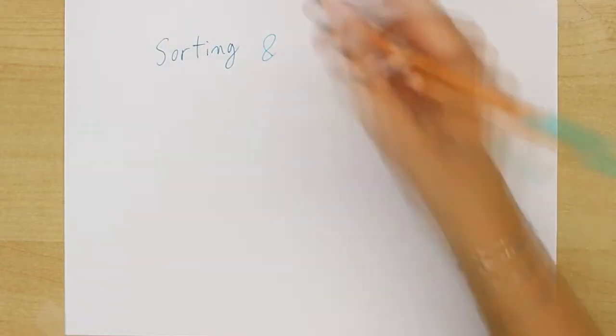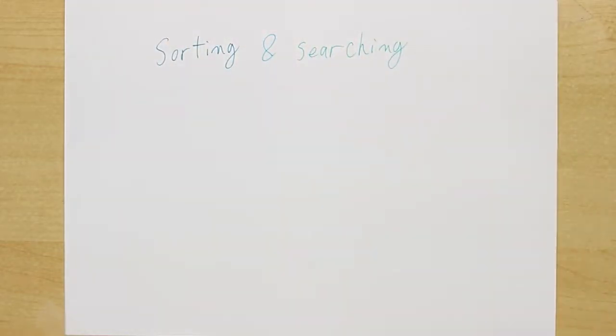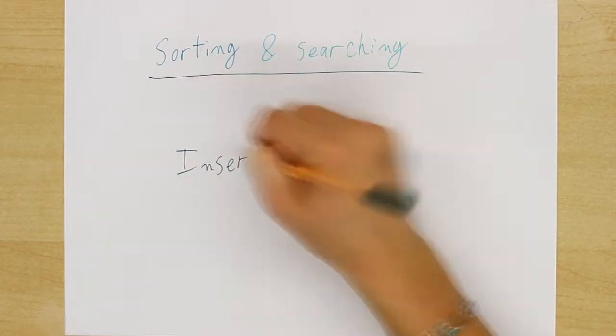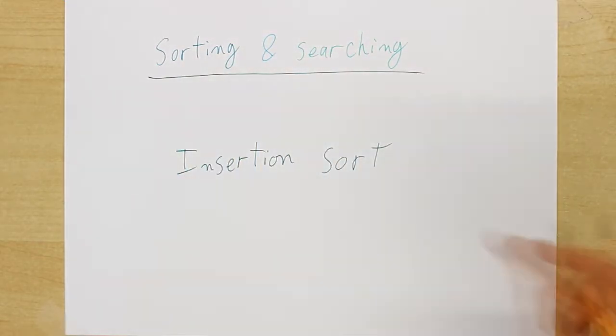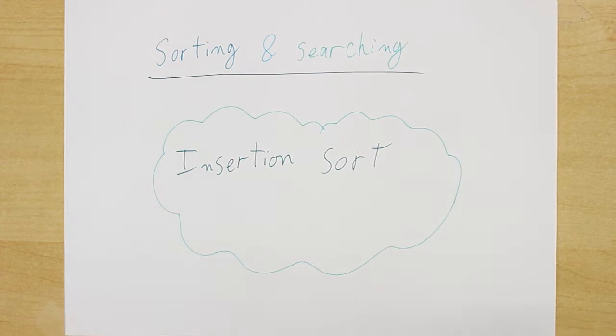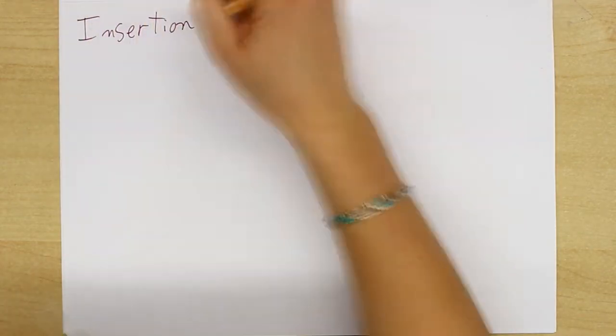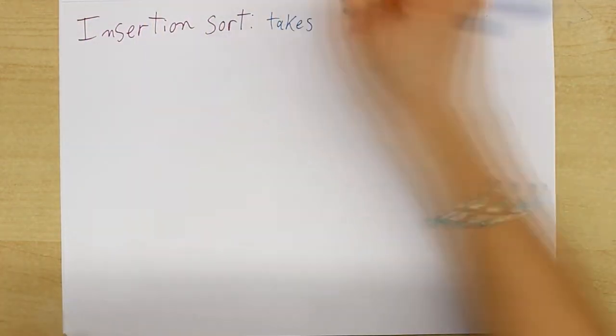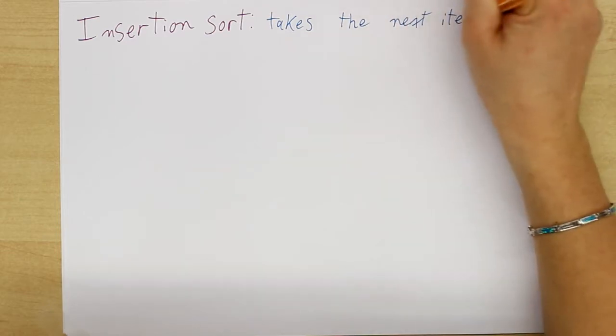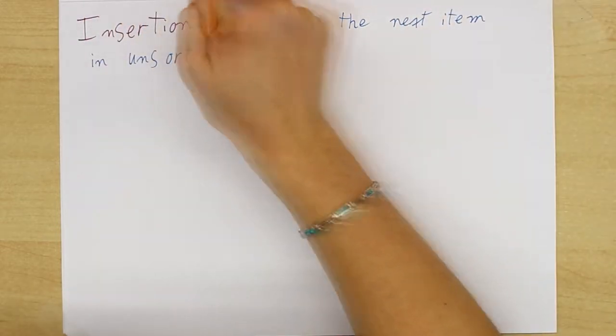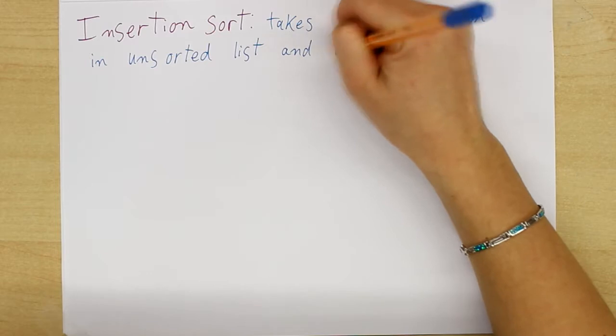There are many ways of sorting data and searching through it afterwards. This video is about the insertion sort. Insertion sort works like this. It always takes the next item from the unsorted list and then looks where to insert it in the sorted list.